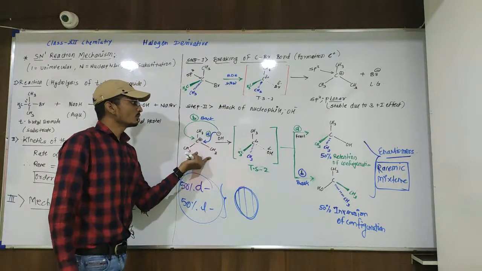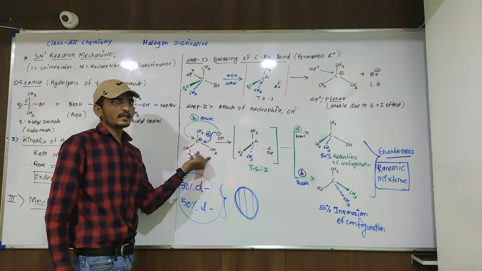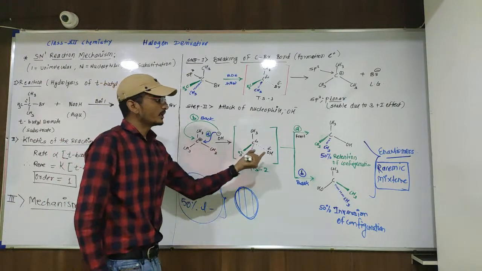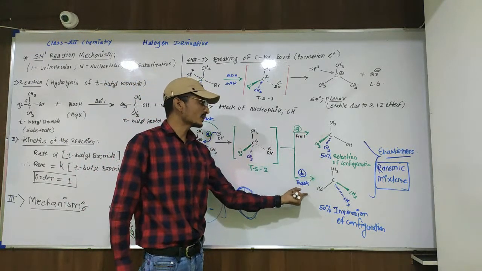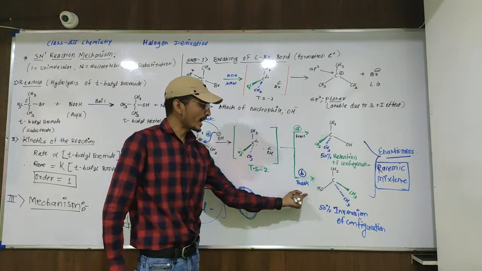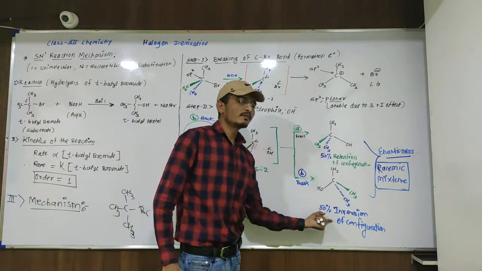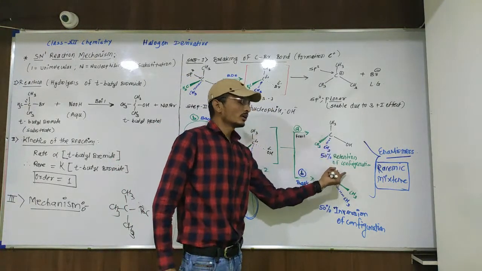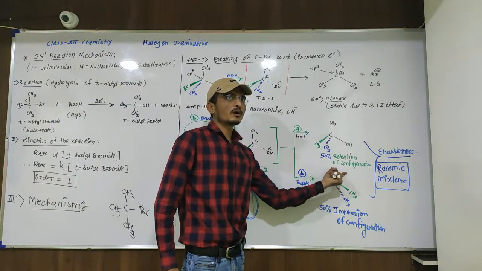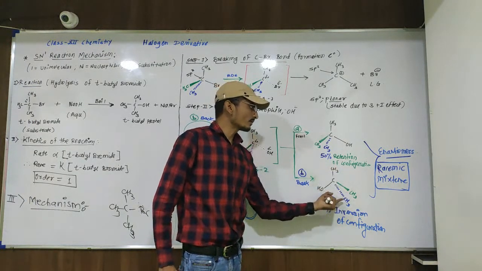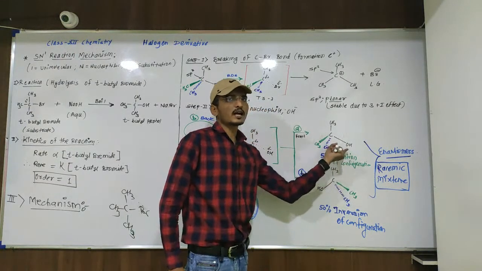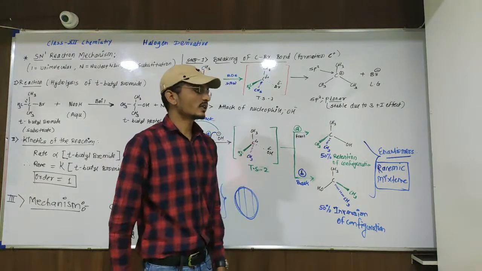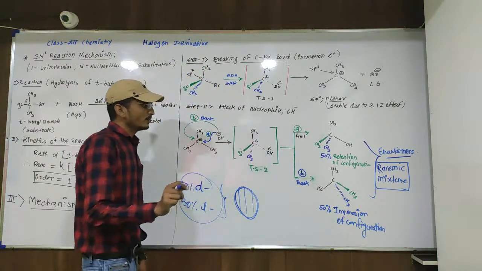In the second step, the nucleophile may attack from the back side or the front side. If the nucleophile attacks from the front side, you will get 50% retention of configuration, and if it attacks from the back side, you will get 50% inversion of configuration. So both products form in equal mixture of inversion and retention of configuration. That is nothing but the racemic mixture, and these two products are enantiomers of each other. Okay, so that thing is important here.